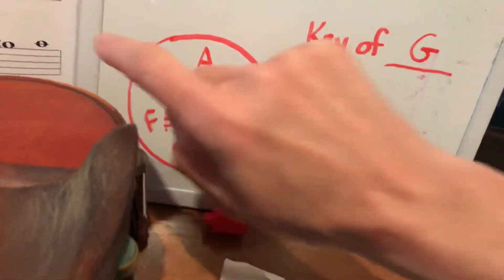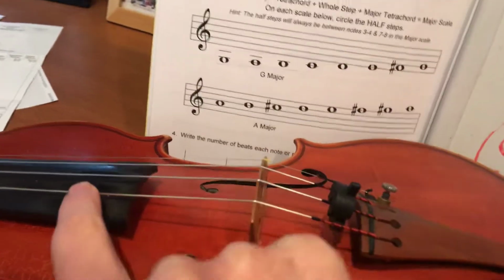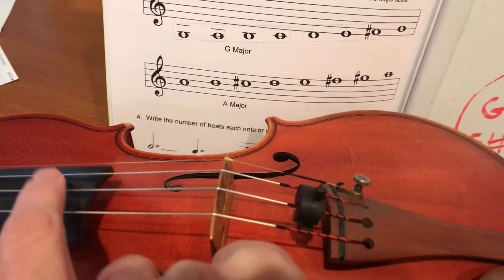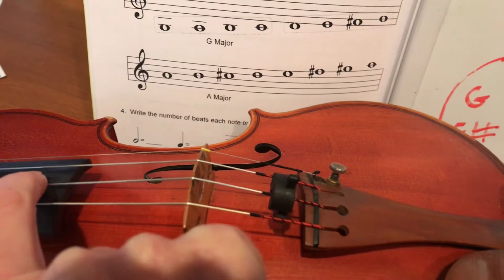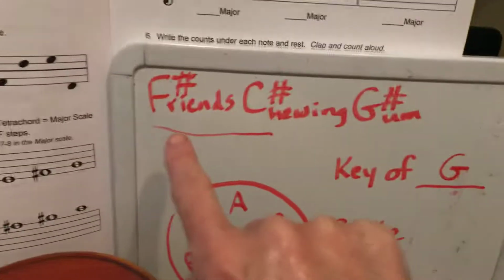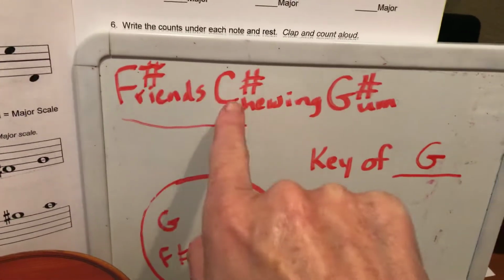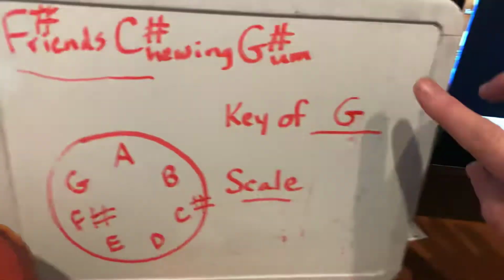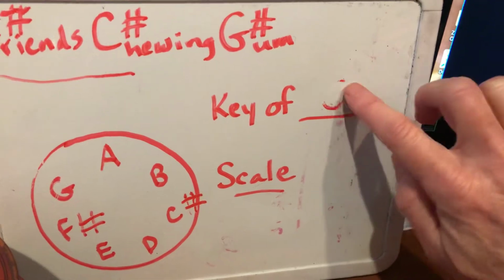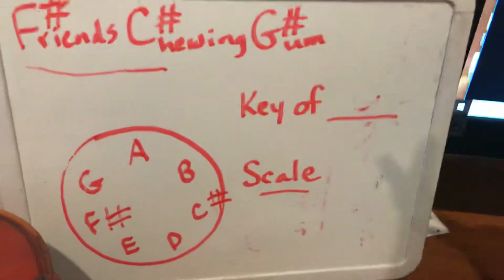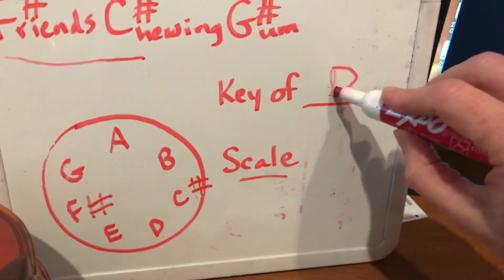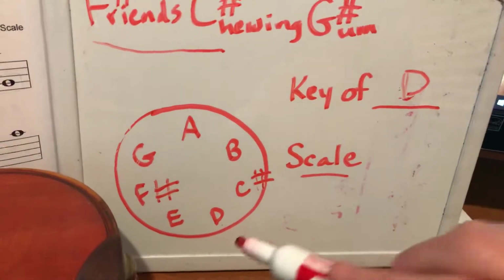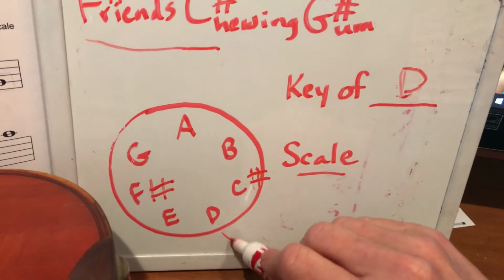And remember, back to our violin prop, that the key of D has 2 sharps. 1, 2. Key of D has 2 sharps. Friends chewing gum, so we've got friends chewing: F sharp and C sharp, there they are. So we are now in the key of D. Key of D. So here we are, key of D.